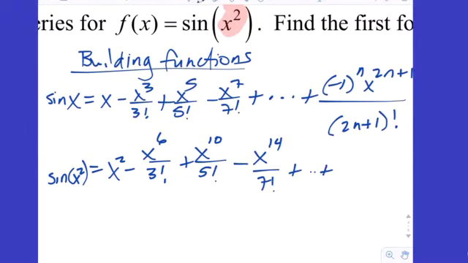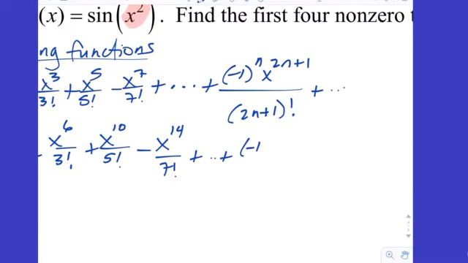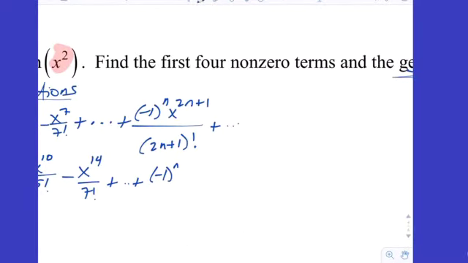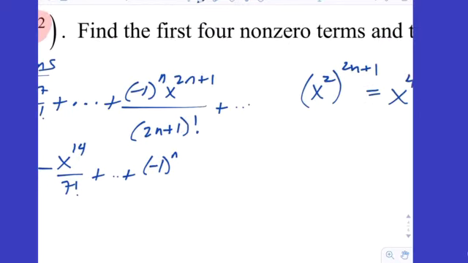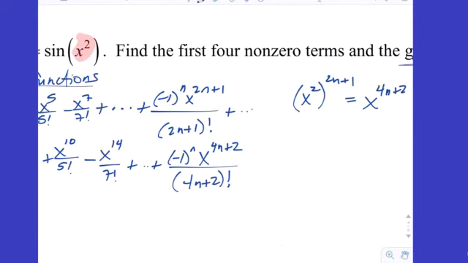And because it asks you for the nth term, you don't have to try and find the new pattern from here. You can just modify this. This is negative 1 to the n. We'll do the same thing. If I replace x with x squared, let's do this over here. I get x squared to the 2n plus 1, which would become x to the what? 4n plus 2 when you multiply and distribute. That's going to be your new power, x to the 4n plus 2. All over, same thing, 4n plus 2. Oh, it's still over 2n plus 1.